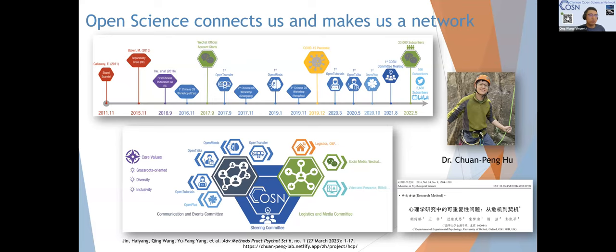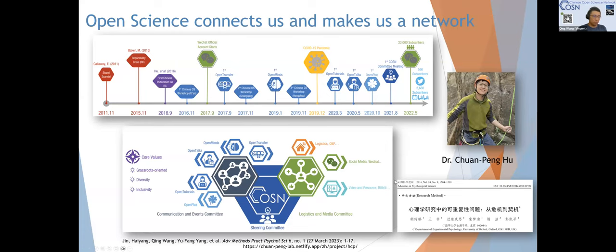Until early this year, we had 23,000 subscribers. I checked this number several days ago. Now we have 25,000 subscribers in our official WeChat account. We also have our Twitter account to broadcast our events and activities, and sometimes to recruit PhD students and these sorts of things. We record most of our activities and share the recordings via another streaming platform called Bilibili. This platform allows us to share all these videos without forcing people to watch advertisements.